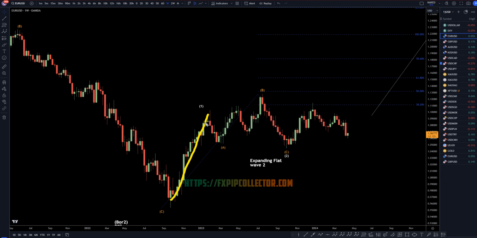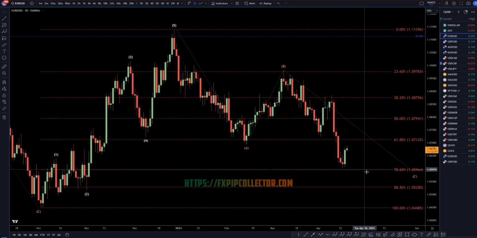I still think this looks like a 1. Still looks to me like an expanding flat wave 2. Higher high wave B, lower low wave C. Definitely looks like an expanding flat. That would make this a 1. That would make this a 2, and I still think it's likely to go up and make a 3, 4, and 5, just like I was explaining on the monthly time frame.